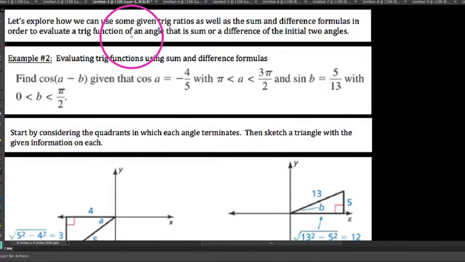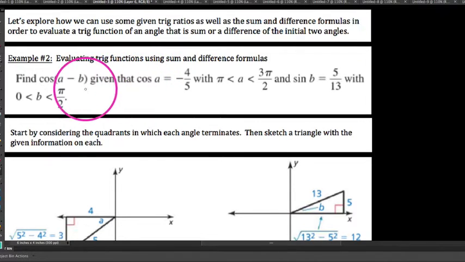Okay, YouTube, in this video we're going to continue our exploration of how we can use sum and difference formulas to evaluate functions for exact values that we don't often know exact values for. And so in this video we're going to look at a situation in which we are given some trig function information and then asked to find the trig function value of a sum or difference of two angles that were involved with these two different trig functions.